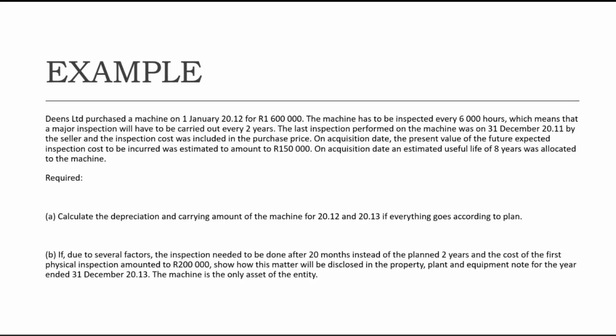So at the date of 1 January 2012, a machine was purchased for 1.6 million. And a major inspection has to be done on this machine every 2 years. The last inspection was done by the seller and it was estimated as 150,000. And also we are told that the useful life of this machinery is 8 years. So calculate the depreciation and the carrying amount of the machine for 2012 and 2013 if everything goes according to plan.